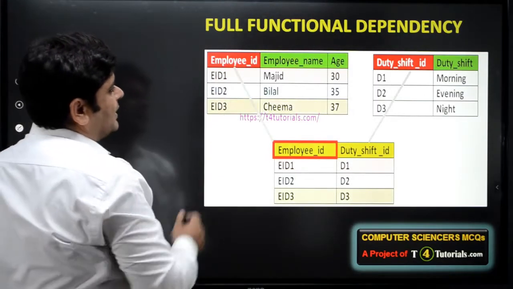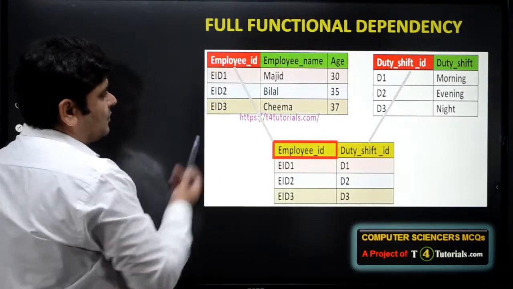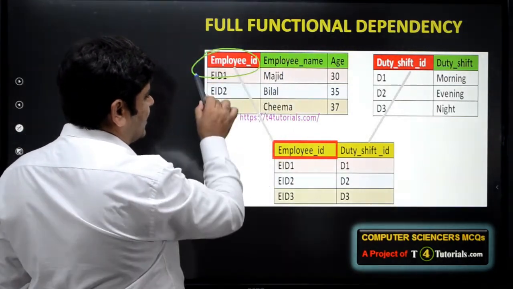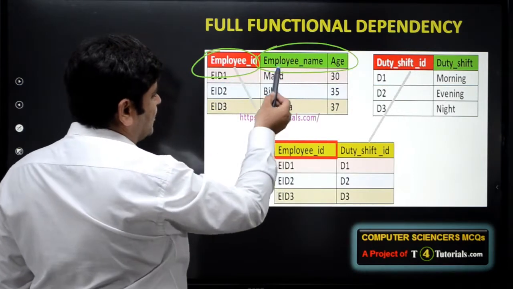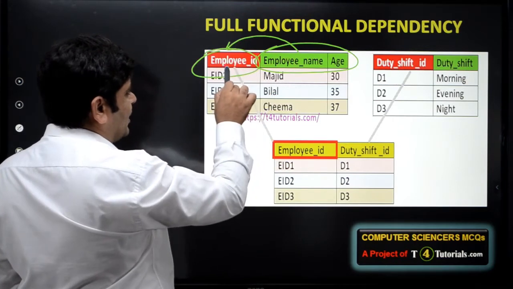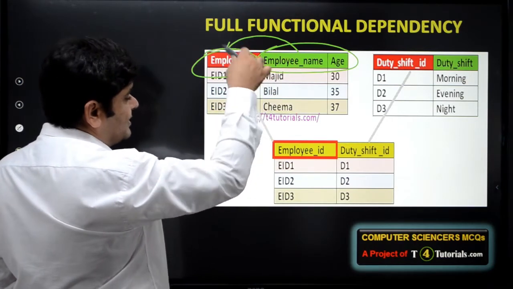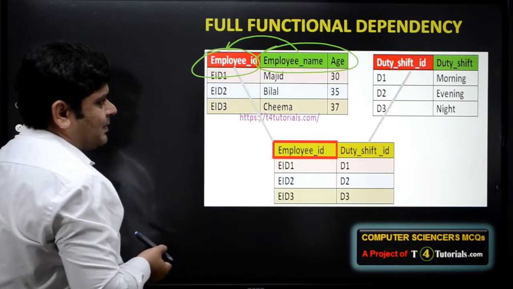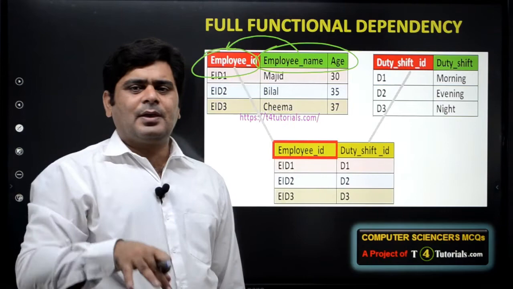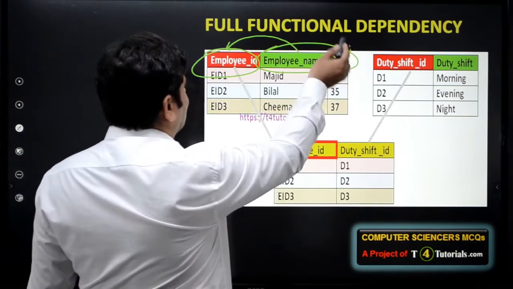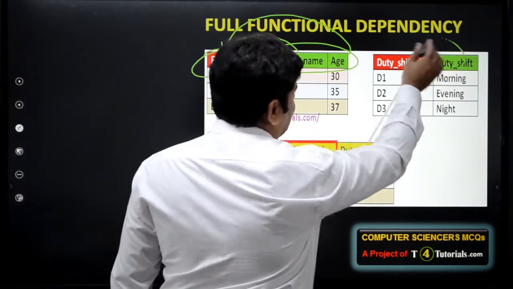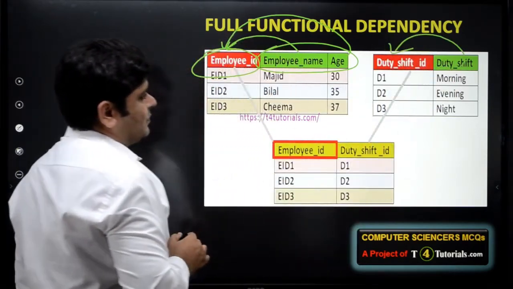In case of full functional dependency, what happened? What is full functional dependency? Full functional dependency means that here we have a key attribute and we have two non-key attributes, and we can see that the non-key attribute depends on the key attribute, and this dependency is the full functional dependency because employee name depends on employee ID and only on employee ID. Age depends on only employee ID. So this is full functional dependency. Duty shift depends on duty shift ID.